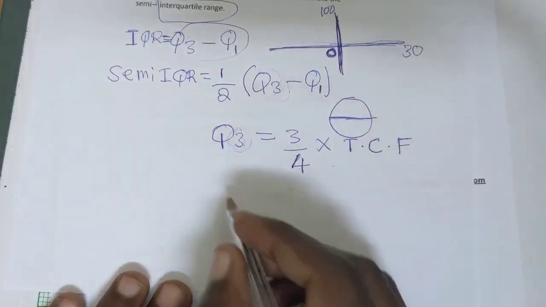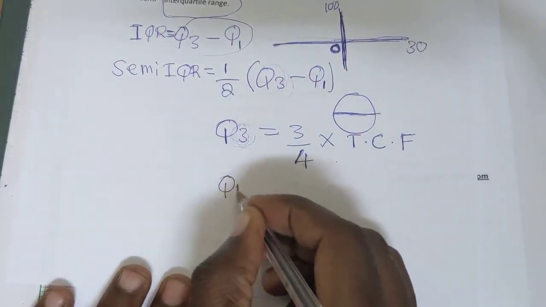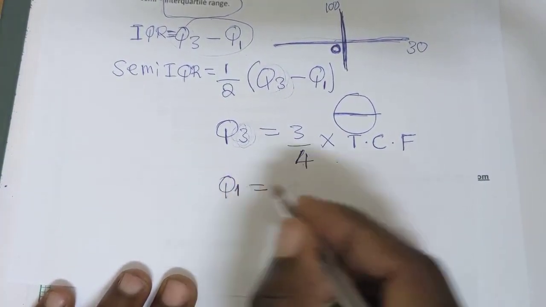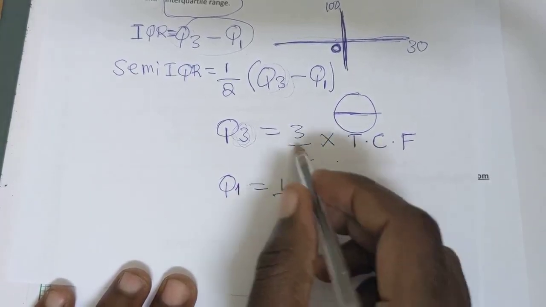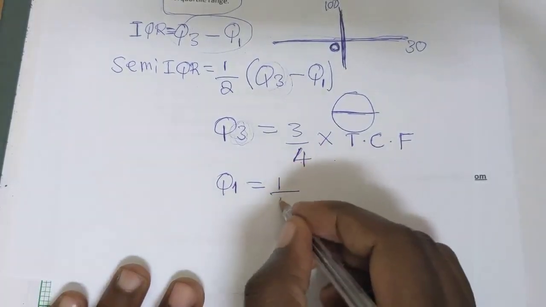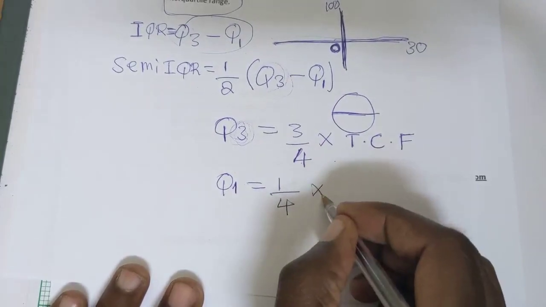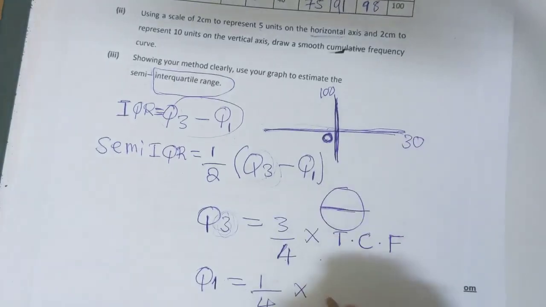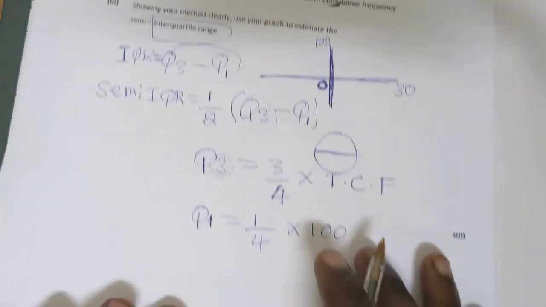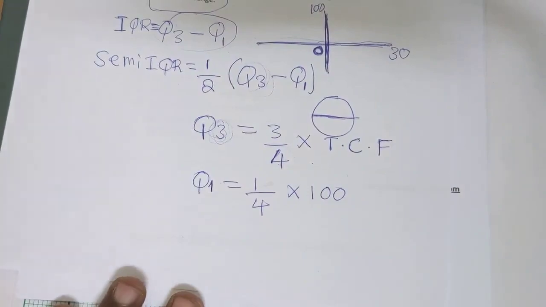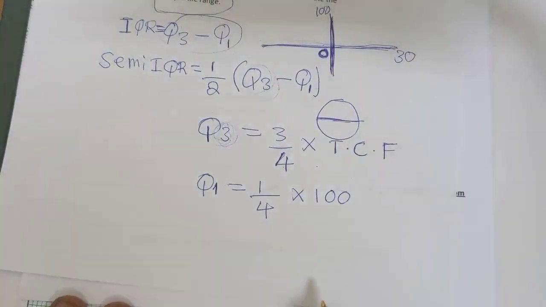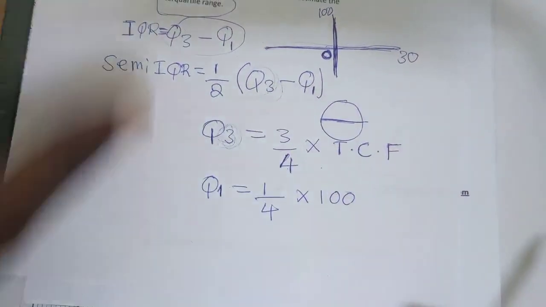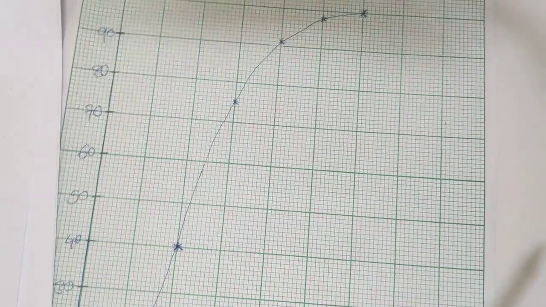Quartile 1, what about quartile 1? So quartile 1 is equal to, this is simple, you put 1 over 4, the same 4, always over 4, multiplied by the total cumulative frequency again, which is 100 here in our case. So it's supposed to be times 100 in our case, like that. So that is how you find the total. When you find this, you put here, you put there, you find the half. That is what you should be doing.